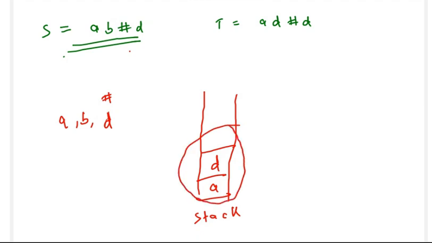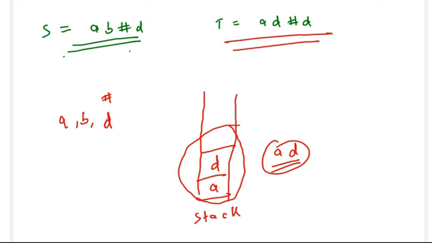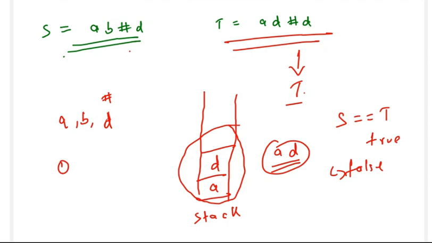And I will get that string by popping every element of the stack, and thus we will get AD as the original string. Similarly, we can find the original text for string t, and after that we will compare them. If s is equal to t, we will return true, otherwise we will return false. So this approach requires order of n time complexity, but it also requires order of n space. That is, we are using a stack to store the characters.